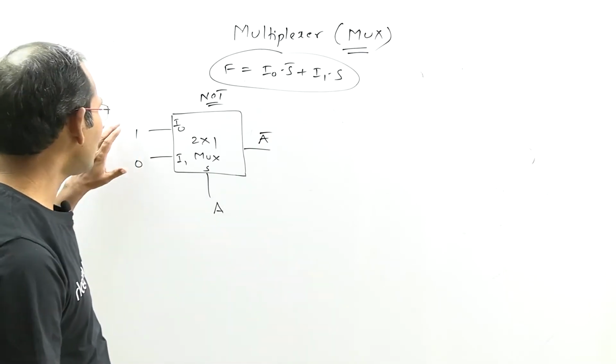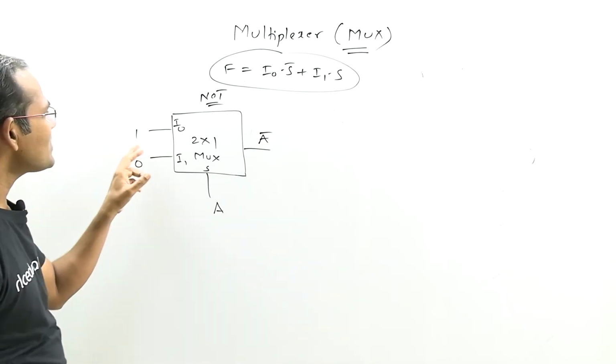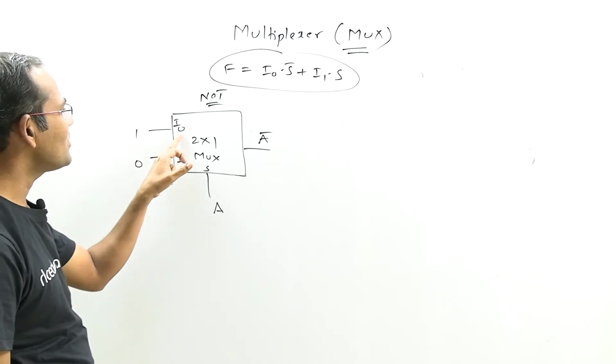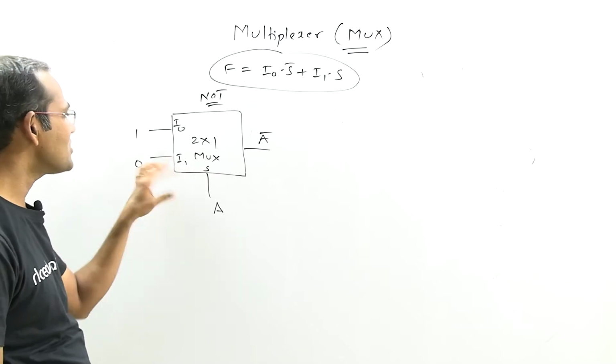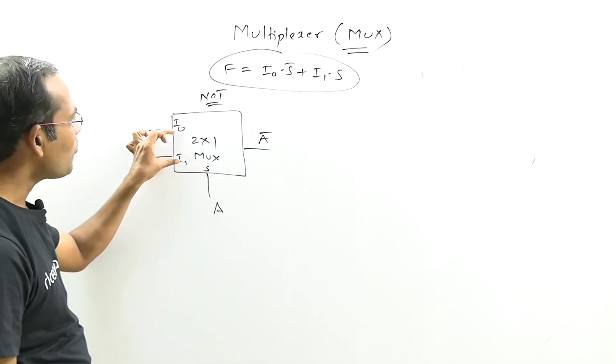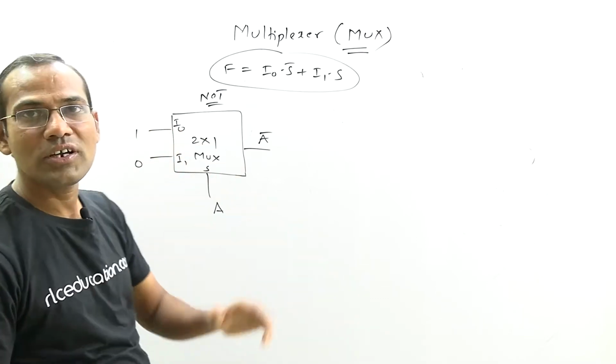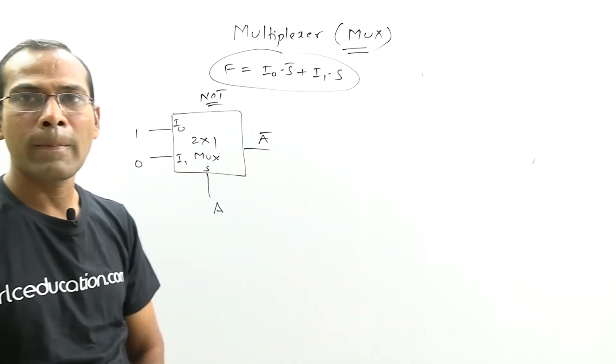You can remember this one very easily like this. Just apply the opposite value. Here at the 0 terminal, apply 1. At this 1 terminal, apply 0. Just apply the opposite values, so it will work as a NOT gate.